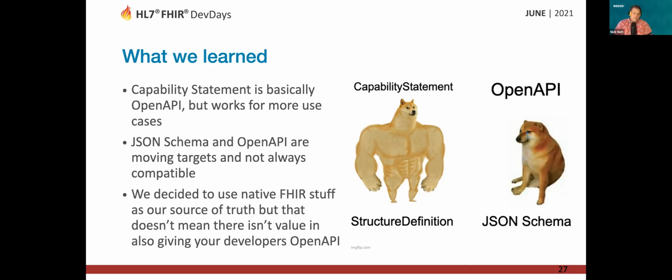And finally, we decided to use the native FHIR stuff as the source of truth, but that does not mean there's not value in OpenAPI. It's really a nice thing, and the tooling ecosystem is better than FHIR, right? So as you go out into the developer tools world, OpenAPI is the lingua franca.